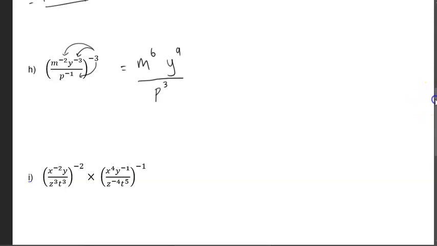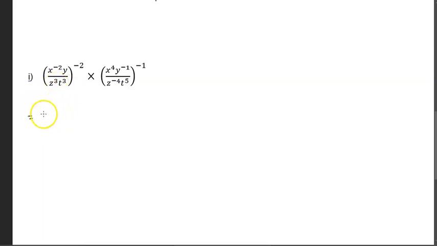With I, a little bit different. We've got a bit more going on. We'll again apply this -2 to every single term within the top and the bottom. And we'll simplify it as much as we can before we do the multiplication. So this is going to take a bit to tackle.